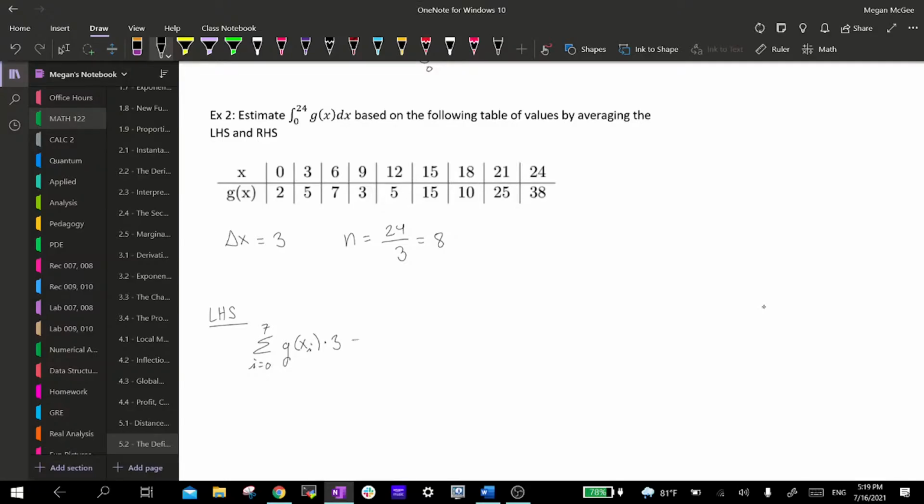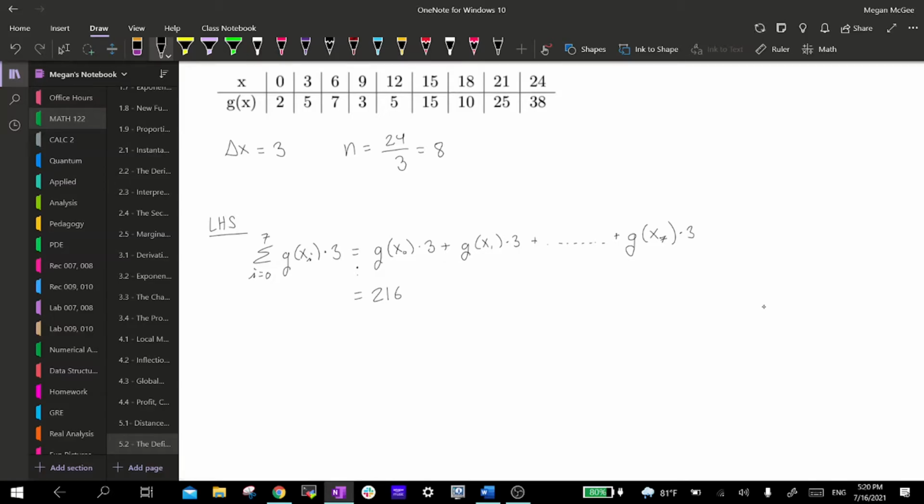Alright, so we need g of x sub 0 times 3 plus g of x sub 1 times 3 plus, and we keep going, until we get to g of x sub 7 times 3. Alright. Now, I think you can handle this by now, so I'm going to leave you to check my work here. But I will tell you that this should come out to be 216. That's our left-hand approximation. Okay?